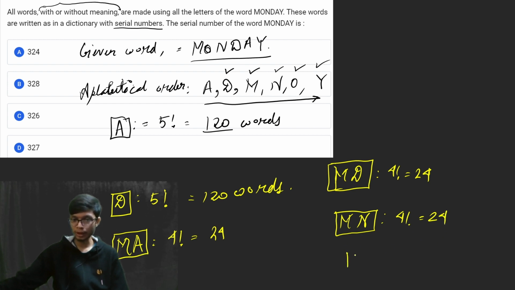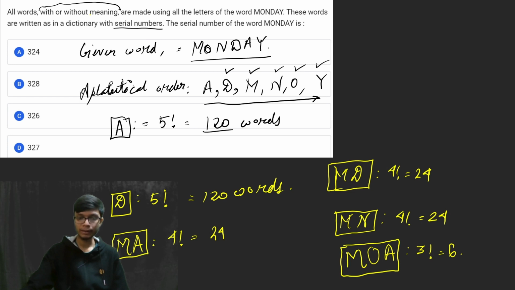Now similarly, if we go on arranging alphabetically, we have M, after which comes O. But since O is fixed for the word Monday, we have to look for the next possible case in alphabetical arrangement that has A after it, that is MOA. The words starting with MOA will again have 3 factorial ways of being arranged, and that is equal to 6 words.